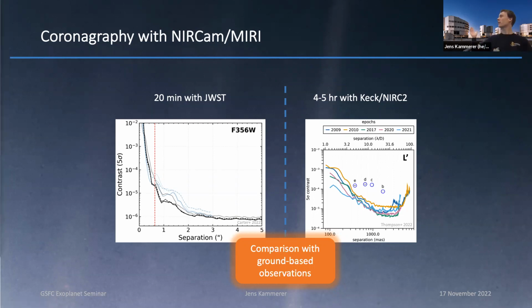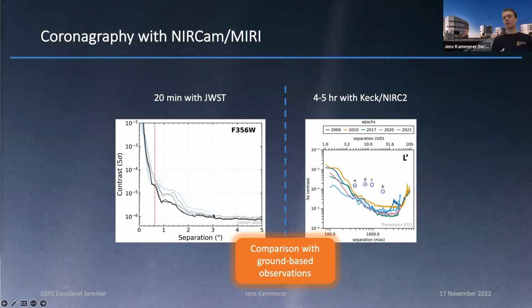And basically they have five epochs, and in each of these epochs they observe between 4 and 5 hours. So it's really, really deep observations in this L prime band. And if you compare that to what we can achieve with JWST, we really get about a factor of five deeper in contrast in just about a tenth of the exposure time.